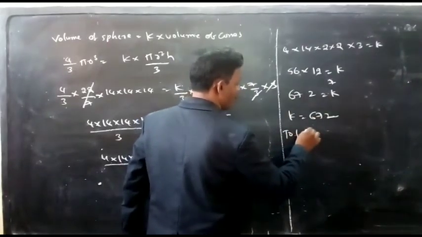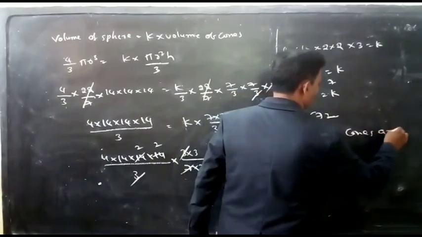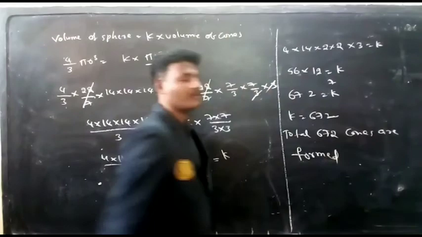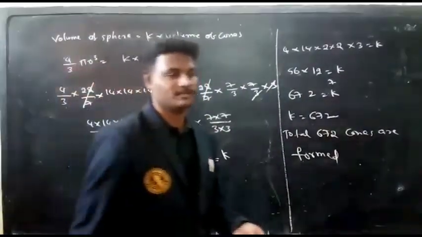In total 672 cones are formed. From that sphere a total of 672 cones are formed.